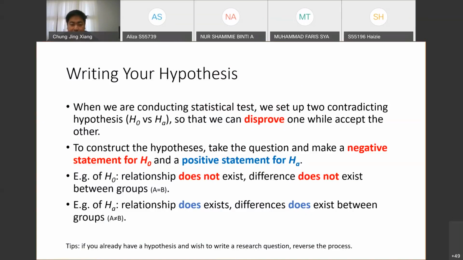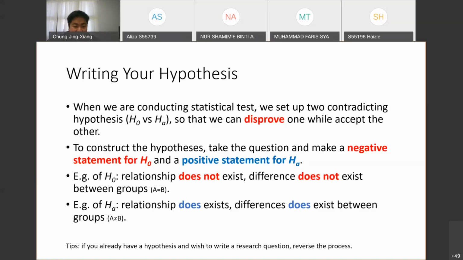Remember, when we are conducting our statistical test, we always set up two contradicting hypotheses, known as H null or H naught, and the alternative hypothesis, so that we can disprove one or accept the other. So always draw up two different opposite hypotheses that are actually related. To construct hypothesis, we take the research question that we want to answer. We make a negative statement for H null and a positive statement for HA.